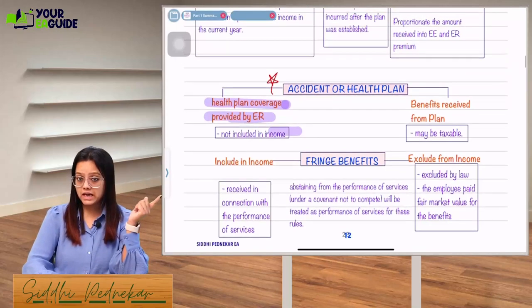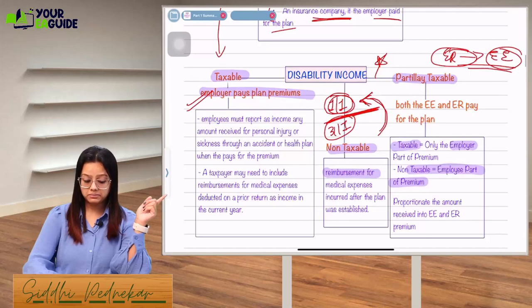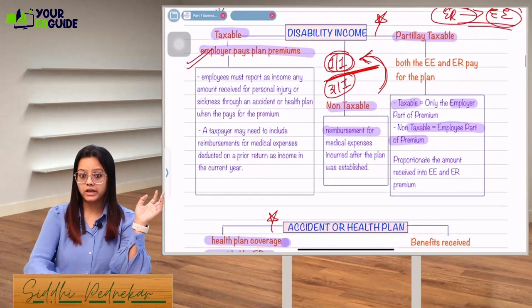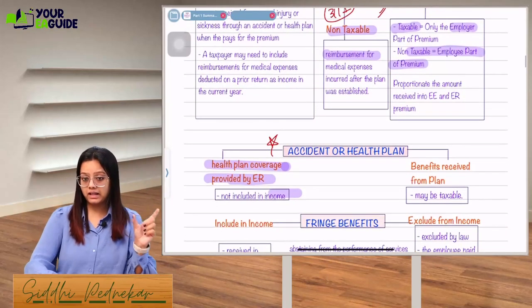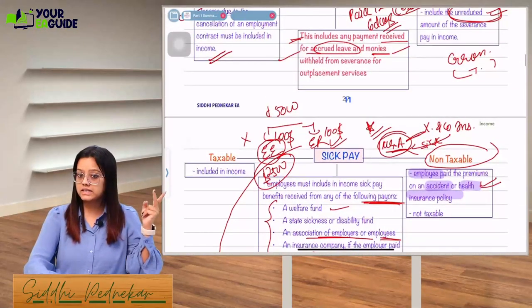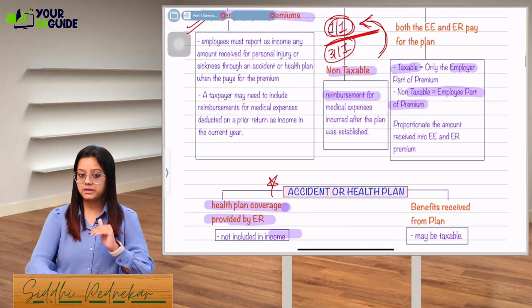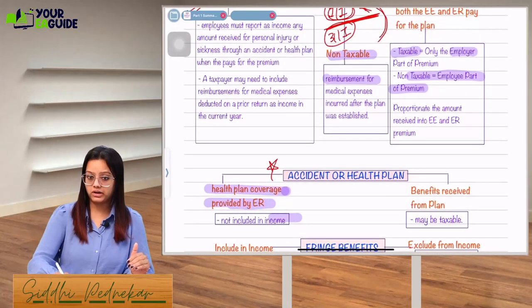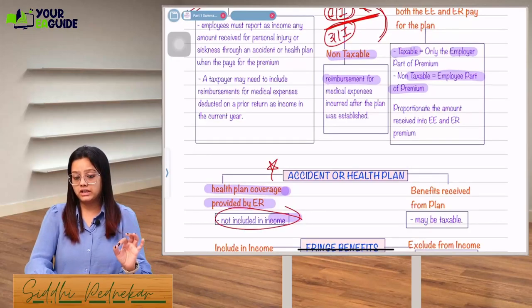In case of sick and disability income, what was the case? When the premium was paid by the employer, it was included. Here, in case of a health or accident plan, see, here it is disability income, here it is sick pay, here it is health or accident plan. If it is provided by the employer, then it is not going to be included in the income. Accident or health plan, remember the word.